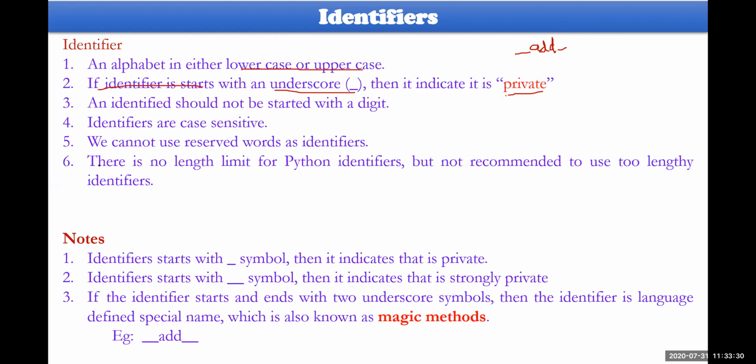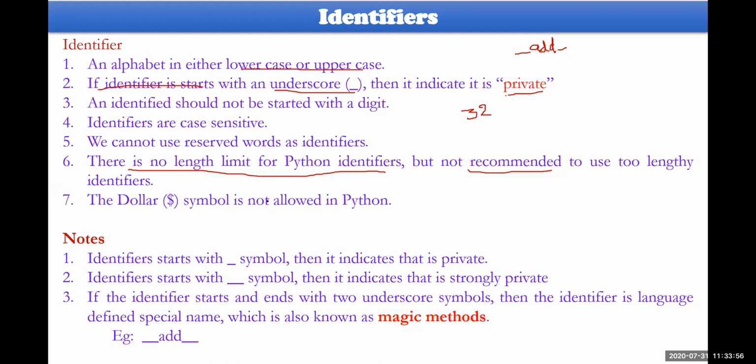And for an identifier, there is no length defined for the number of characters. In C, only 32 characters can be used to prepare your variable name or identifier name, but here there is no limitation. You could use any length, but as per industry norms, it is recommended not to use much length. Very important to remember, dollar sign cannot be used anywhere in Python.